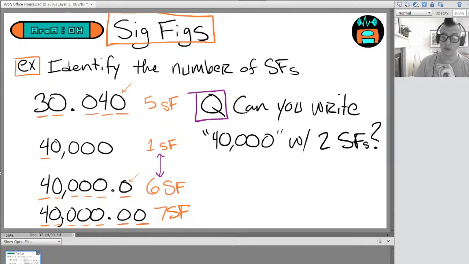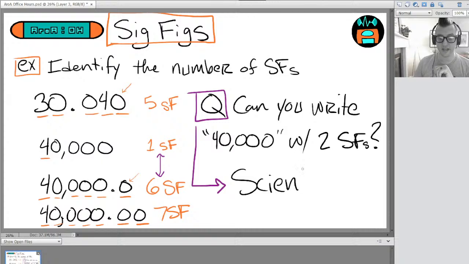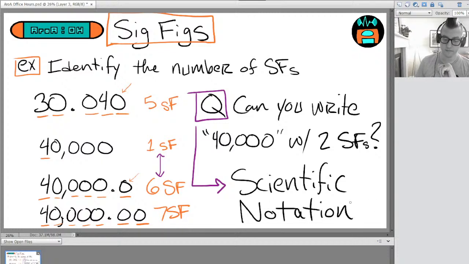And the thing is, you can, but you have to use something called scientific notation. All right, you have to use scientific notation, and that could allow you to write 40,000 with 2 sig figs, 3, 4, 5 even. Anything that falls within this range, you could write 40,000 with that number of sig figs using scientific notation, and I'm about to show you how.